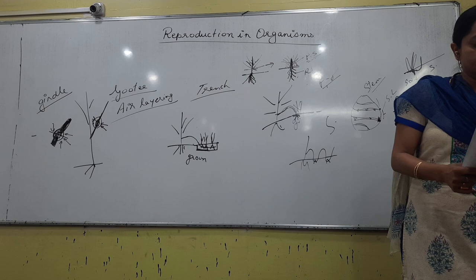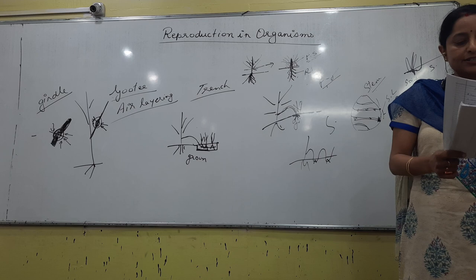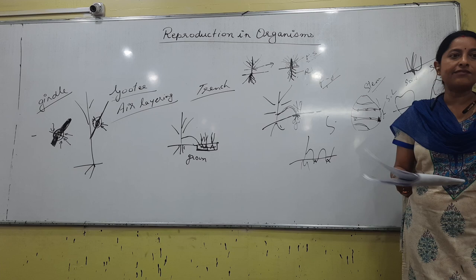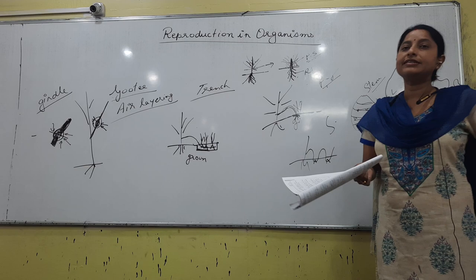Next are the types of grafting and examples of grafting. Examples of grafting are important. Just as we have different types of layering depending on how it is done, grafting also has different types depending on the process you follow. What is the type of cut that you have made? Accordingly we have different types of grafting.